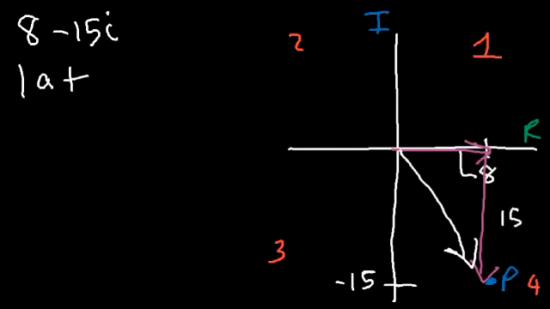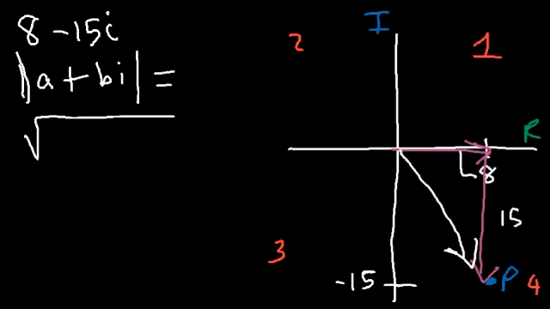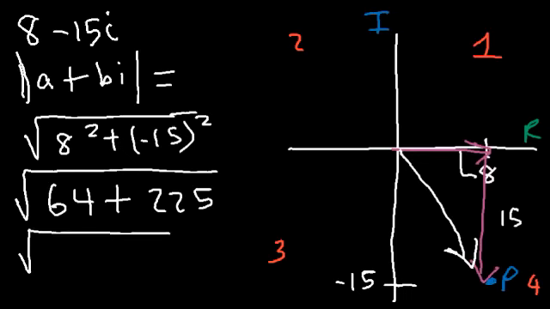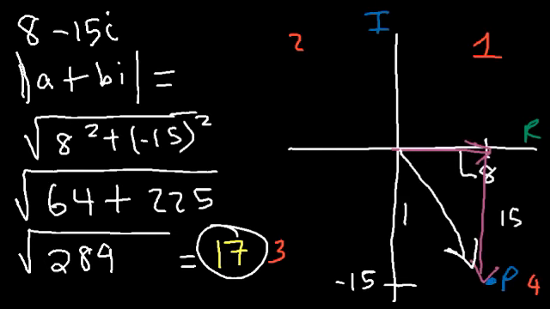So the absolute value of a plus bi is equal to the square root of 8 squared plus 15 squared. 8 times 8 is 64, and 15 times 15 is 225. Negative 15 times negative 15 is also positive 225. If we add 64 and 225, that's going to give us 289. And the square root of 289 is 17. So the absolute value is 17. That's the length of the hypotenuse. This is basically the 8, 15, 17 triangle.